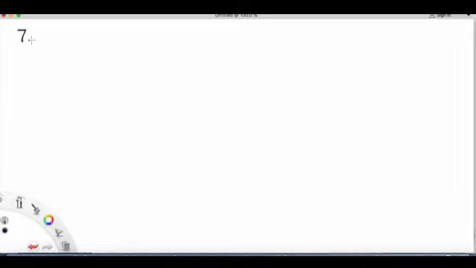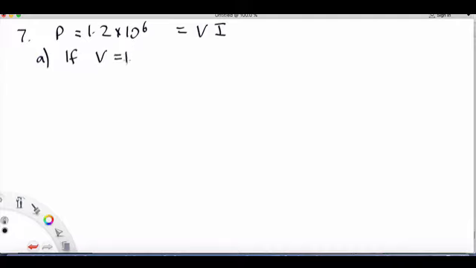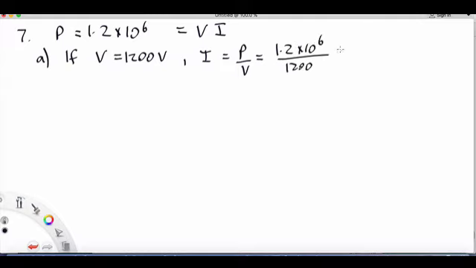Now, number 7. We have a generating station producing 1.2 by 10 to the 6 watts of power. And we know that that's going to be voltage times current. Now, the first part of the question is find the power that is going to be heating the wires. So that is the power lost in the transmission line. Now the first thing we have is that V is 1200 volts. Then the current, which is power over the voltage, is going to be 1.2 by 10 to the 6 over 1200. That will be 1000 amps.